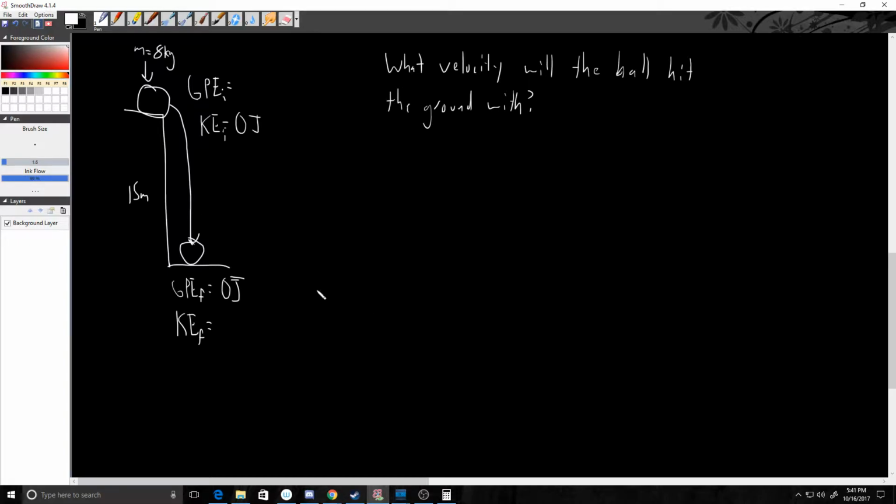Okay. The big takeaway here, though, is my final kinetic energy is going to be equal to my starting gravitational potential energy, because energy just changes from one form to another. So the moment it hits the ground, I can figure out its kinetic energy if I can find the gravitational potential energy. So my initial gravitational potential energy is mass times acceleration due to gravity times height. We said it's an 8 kilogram ball. Acceleration due to gravity is 9.81 meters per second squared. Height, we said, was 15 meters.